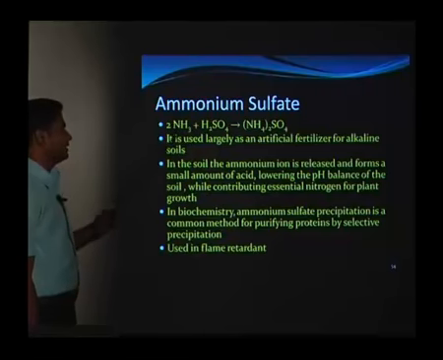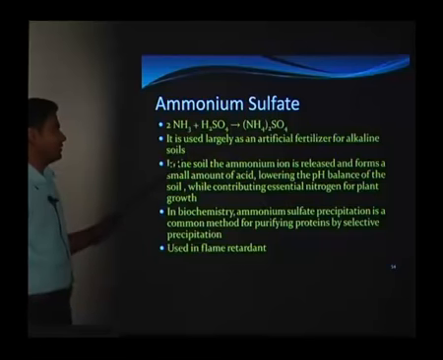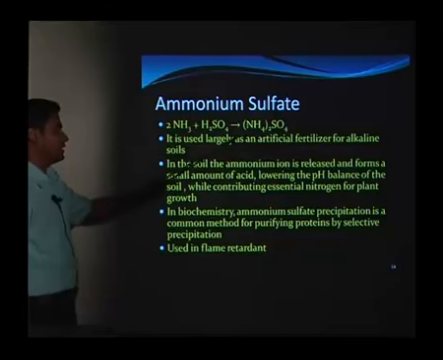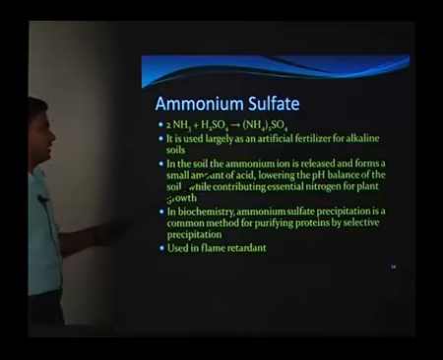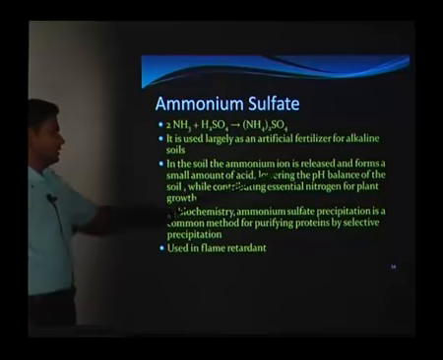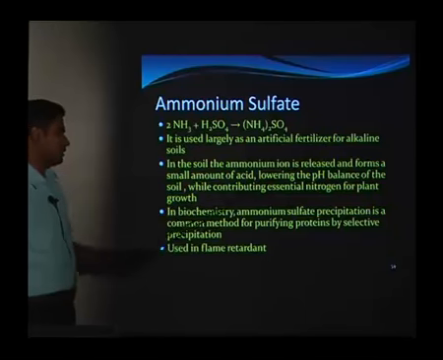And the ammonium sulfate, from the reaction with the sulfuric acid, is used largely as an artificial fertilizer for the alkaline soils. Being acidic, the alkaline soils we can take care of with the ammonium sulfates. Then in this soil, the ammonium ion is released and forms a small amount of acid, lowering the pH balance of the soil while contributing essential nitrogen for the plant growth. So the same we discussed, if it is acidic, it will lower down the pH, it will maintain pH and also it will reduce the nitrogen in the soil.